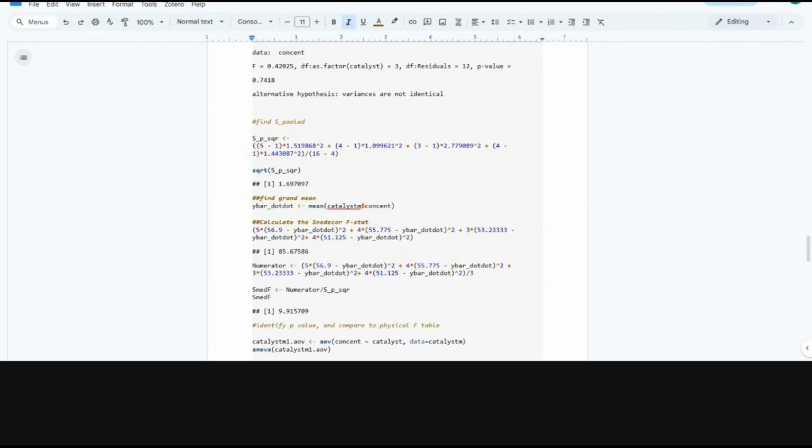Okay, we learned about the grand mean, labeled y bar dot dot. What is the grand mean? Well, it's the mean everyone understands. Take everything and, regardless of groups, find the mean. That's why it's called the grand mean. The grand mean is useful because the definition of the Snedecor F statistic uses it. So I think this is actually quite telling.